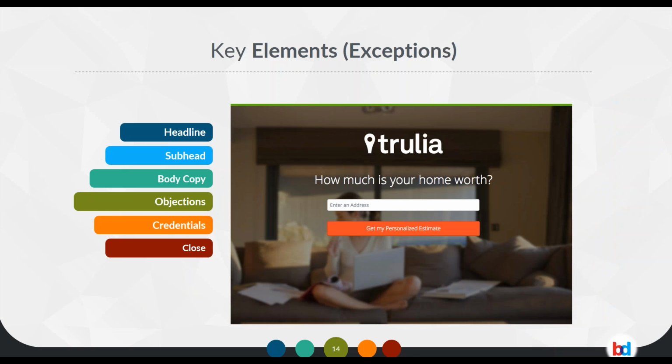Okay, now, there are exceptions to these 6 elements. Truly as an example of an exceptionally good landing page that doesn't follow any of this, in part because they accomplish a lot of the other activities that a landing page normally would do through mass media branding. Okay, if you go to Trulia, you know what it is. And you want instant satisfaction. I want to know how much my house is worth. So this one's literally headline, subhead, close.